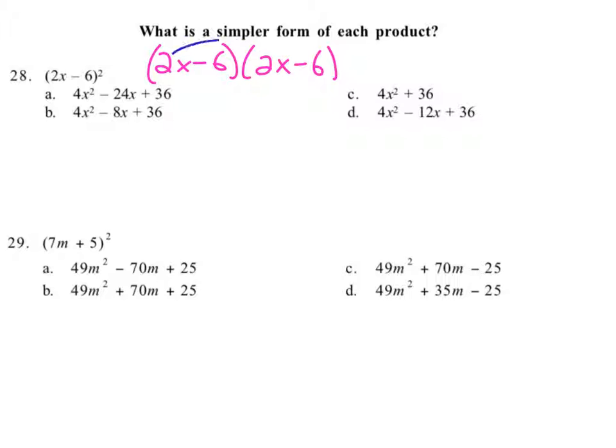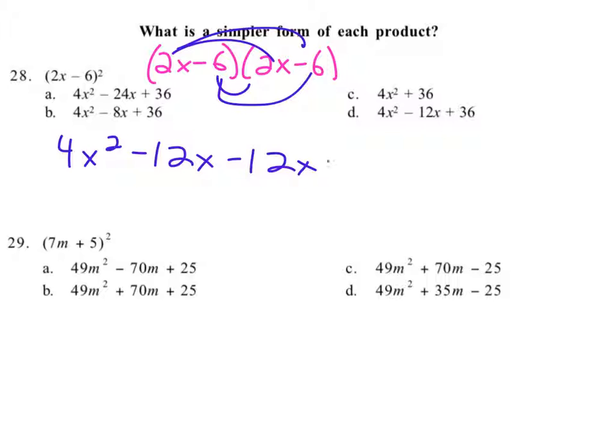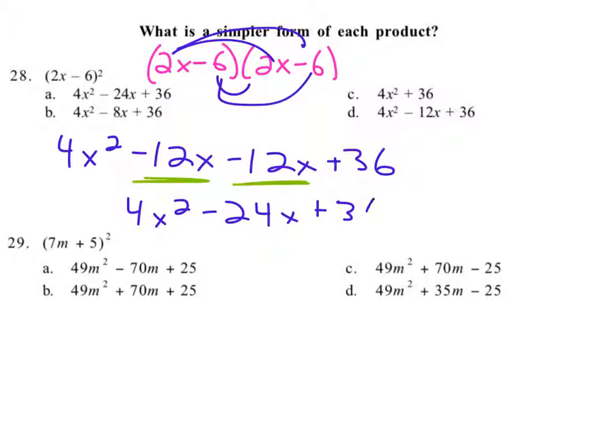Okay, so first, this times this, 4x squared. Outer, this times this, negative 12x. Inner, negative 6 times 2x, negative 12x again. And then last, negative 6 times negative 6, negative 36. I'm sorry, positive 36. Notice what we got. We got negative 12x and another negative 12x. So when we combine them, we've got 4x squared minus 24x plus 36.